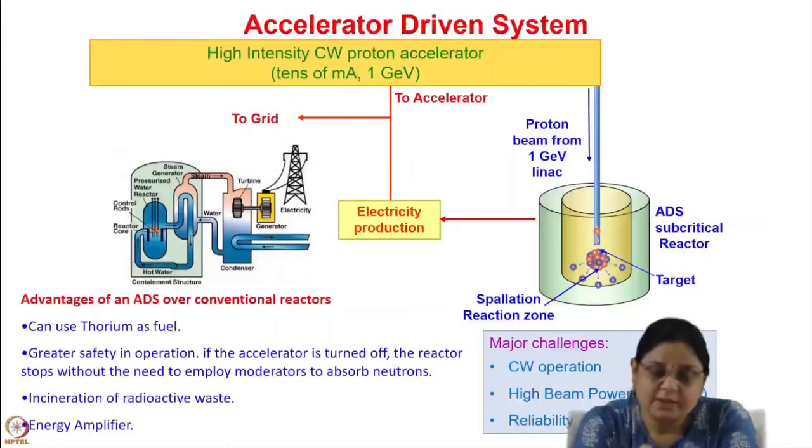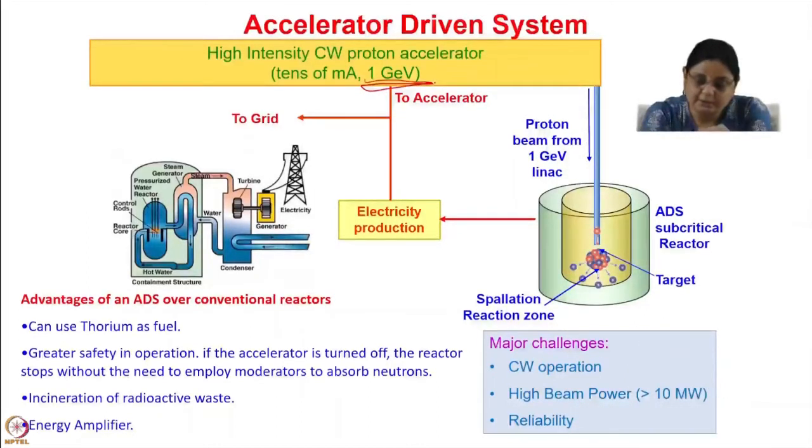Another application is the accelerator driven system. Here you need a high energy and high intensity accelerator, typically a 1 GeV proton accelerator. This proton beam hits a target, and by spallation reaction it produces lots of neutrons. And then there is a subcritical reactor here.